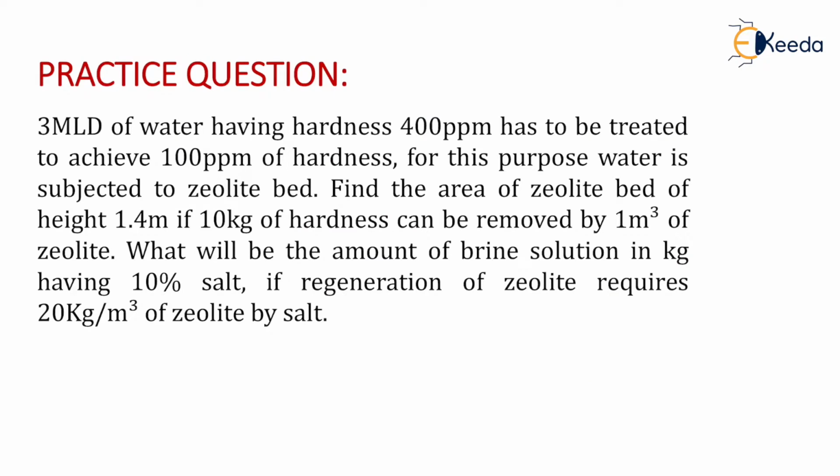The question is given as: 3 MLD of water having hardness 400 ppm has to be treated to achieve 100 ppm of hardness. For this purpose, water is subjected to a zeolite bed. We need to find the area of a zeolite bed of height 1.4 meter if 10 kg of hardness can be removed by 1 meter cube of zeolite.